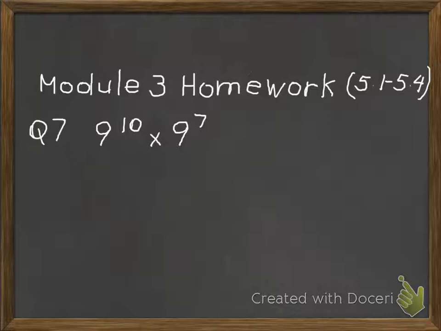Well, first you should note right away that the bases here are the same and that we're multiplying. So when the bases are the same, 9 and 9, and when we're multiplying those bases, then we can apply the product rule for exponents, which says that any base raised to a power times the same base raised to the same or another power is equal to that base raised to the power of the sum of the exponents.